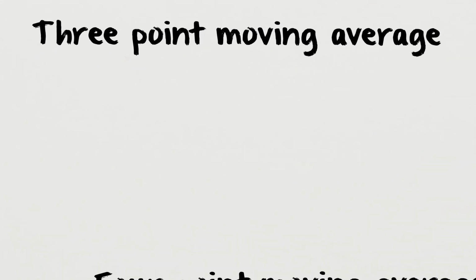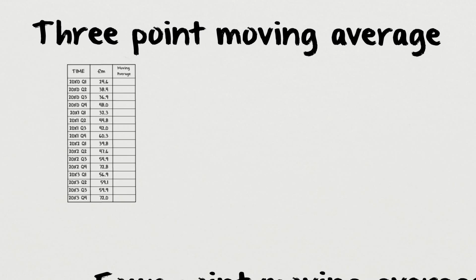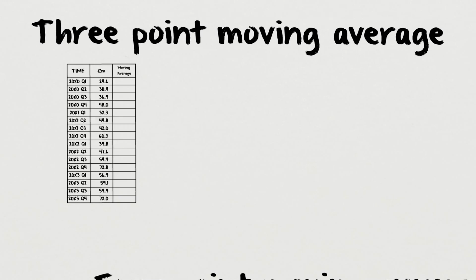And we're going to start by looking at the 3-point moving average. And let's say that we are management accountants working within an organization, and our manager comes to us and says, look, management accountant, I want you to predict the sales in the next year. And the next year is 2000X4, and they've given us the previous results from 2000X0 all the way through to 2000X3. So we've got to somehow predict 2000X4's results from these figures.